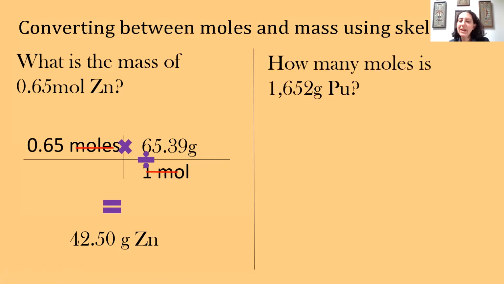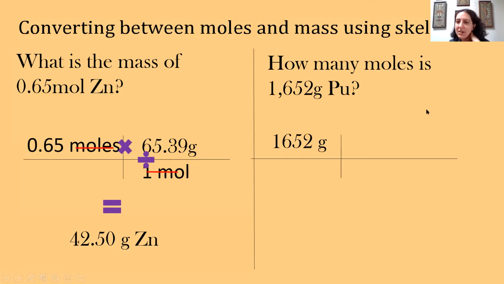All right, how many moles is in 1,652 grams of plutonium? So let's take a look at this one. Well, this time we're starting with grams and we're going to moles. So if we set up our skeleton, we've got that there. We're always going to start with whatever number we've given in the problem and put it in this first spot. We don't really ever put something in the bottom. I mean, you can, but you usually don't.